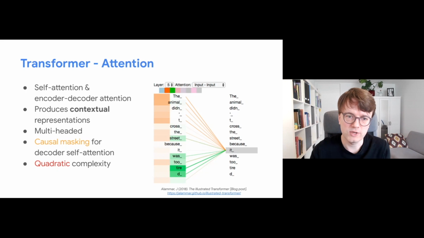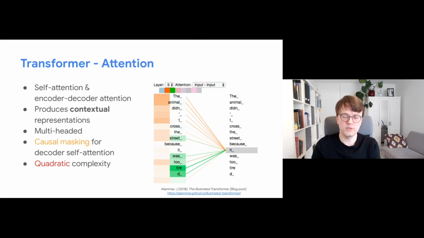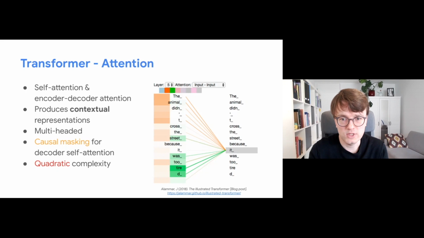All right, I already said we use causal masking in the decoder. And then finally, one thing that's important to know in practice when you want to apply this is that, as you can see here, all the words attend to all the other words, which is going to cause a quadratic complexity. And this can be the bottleneck when you start having long sequences. So the transformer won't be very efficient anymore because of the quadratic complexity.